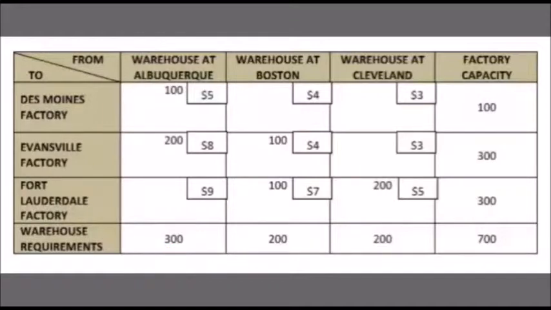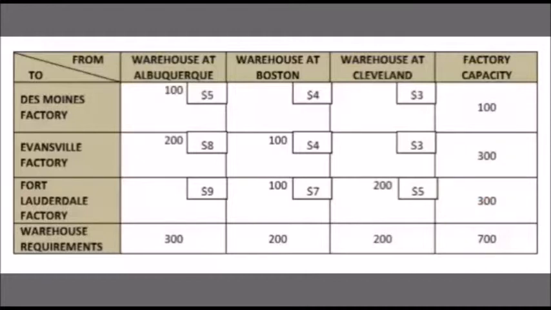After that, we will be proceeding with the next column since we still have 100 units left. So these 100 units remaining, we will be assigning this one here from Evansville to Boston. After that, we can now proceed with the next row. So here we just assign 100 units here again so that we can meet the warehouse requirements of Boston, which is the 200 units. After that, we still have 200 units remaining of the Fort Lauderdale factory.